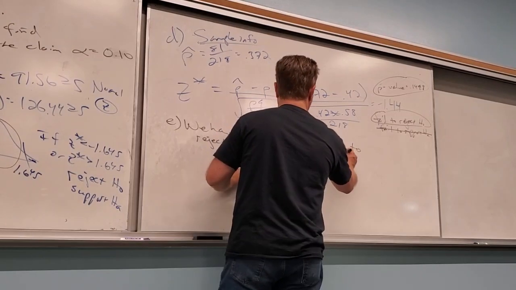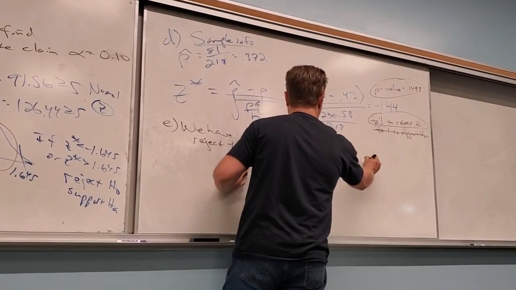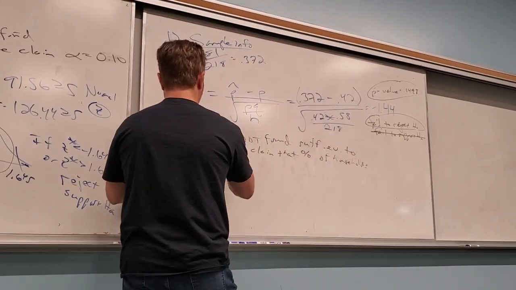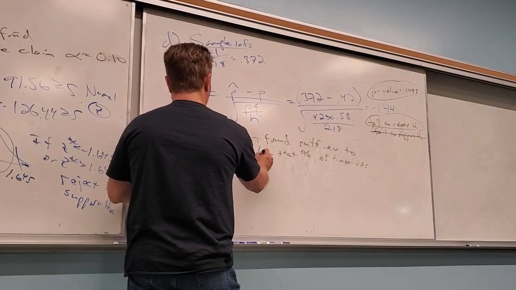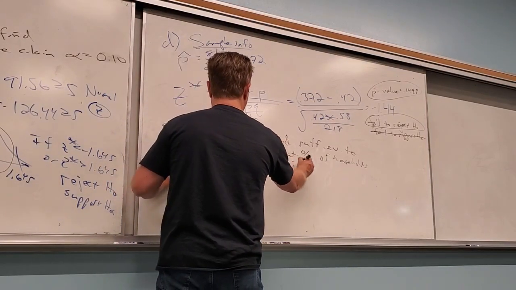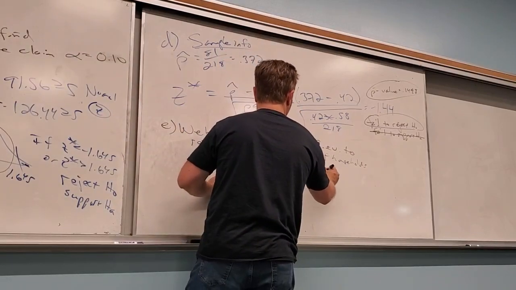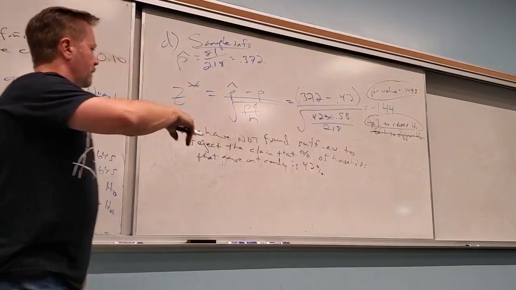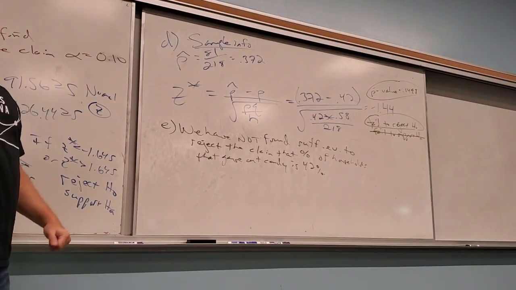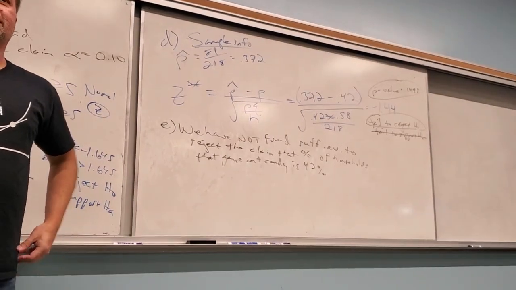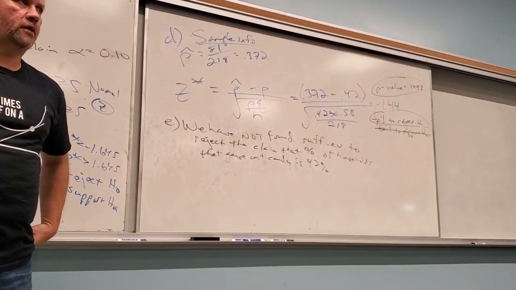The percent of households that gave out candy is 42%. Or you could say that the percent of households that gave out candy is the same as it was. There are a few different ways to word this, right?